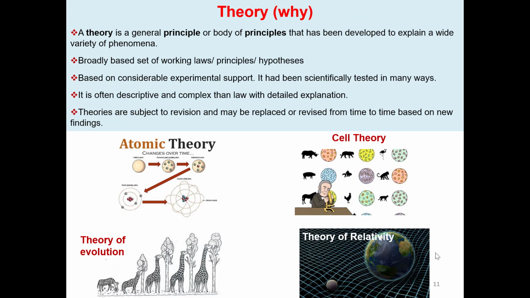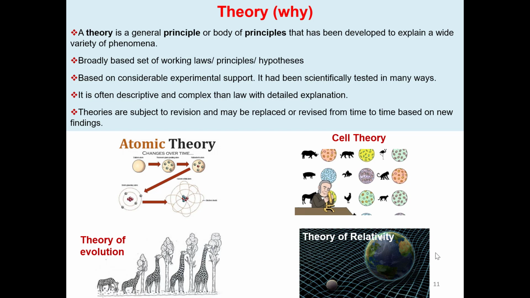One more concept we need to consider in science is the concept of theory. Basically, a theory explains why something happened. Then the theory is a general principle, a set of principles that has been developed to explain a wide variety of phenomena. The theory is based on laws, principles, and hypotheses. And the theory needs considerable experimental support.